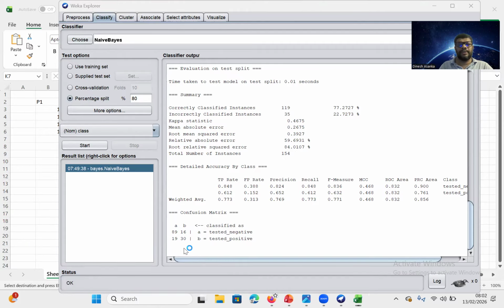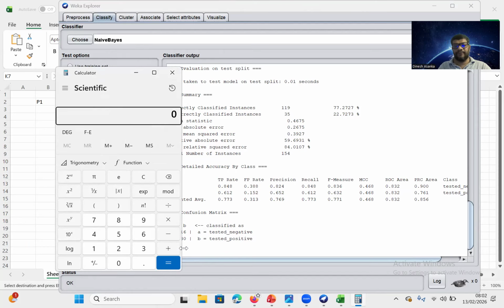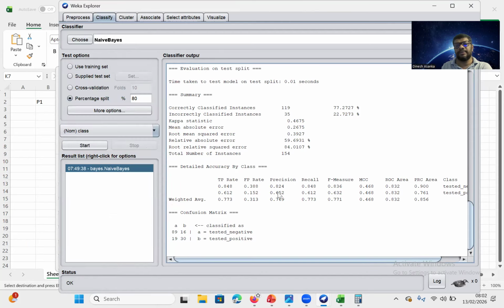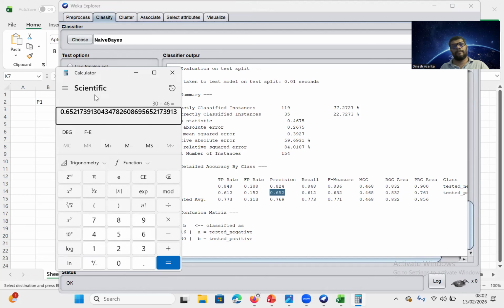Let me go back to the calculator. So we have 30 correct instances out of 46 predicted, right? So our precision value is 65.21, which is what you are seeing here, 65.2 something, right? So out of predicted, how many of them are correct.